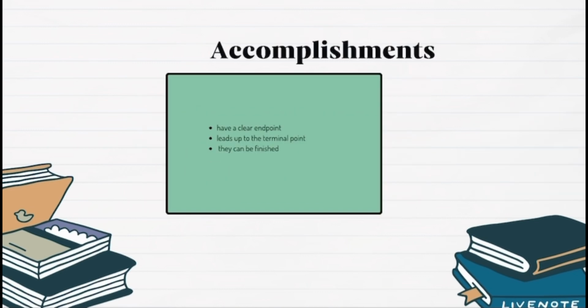Accomplishments are dynamic situations that have a clear endpoint or climax that is necessary for their completion. They involve an activity phase that leads up to the terminal point. It means they have a clear endpoint or goal that must be reached before they can be considered complete, and they can be finished, unlike states and activities. Accomplishments take a specific duration and can be ambiguous with the word almost.